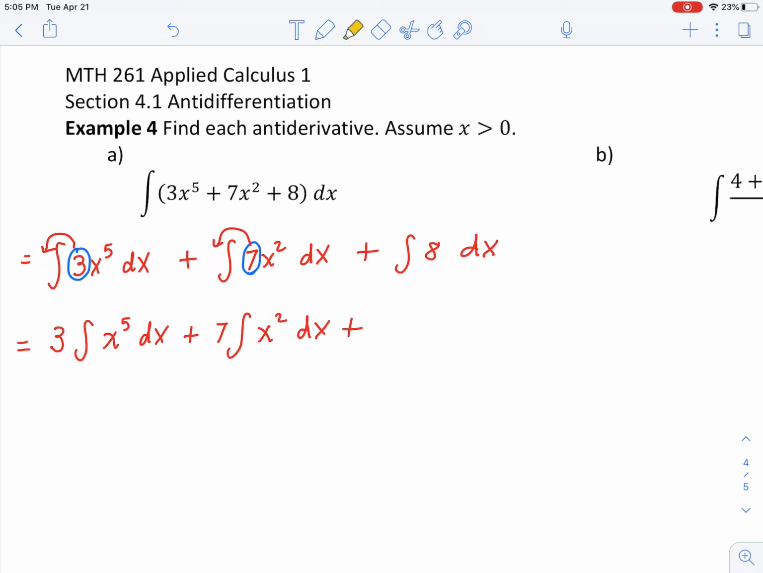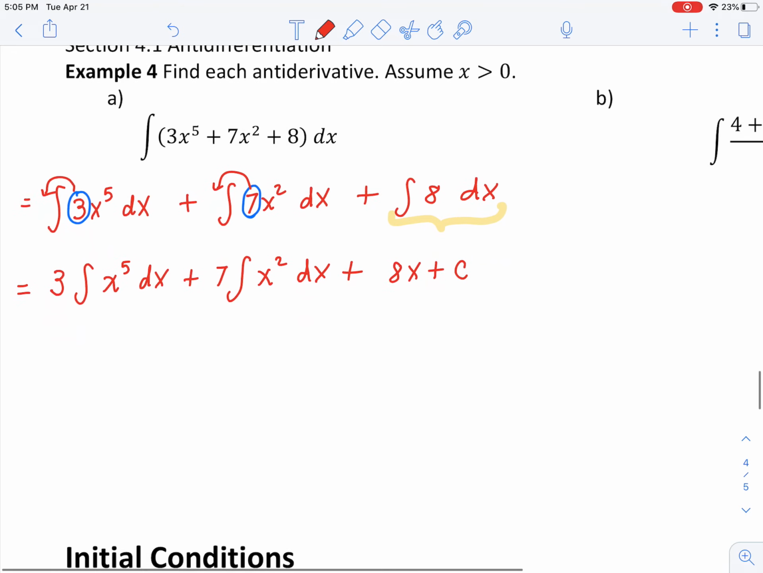I can pull them out to the front, so I can have 3 times integral of x to the 5th dx plus 7 times integral of x squared dx. Plus, you know what, while we are here, why don't we just go ahead and evaluate what this is? Because we know how to find the antiderivative of this.